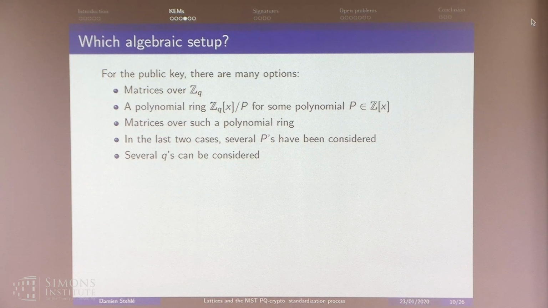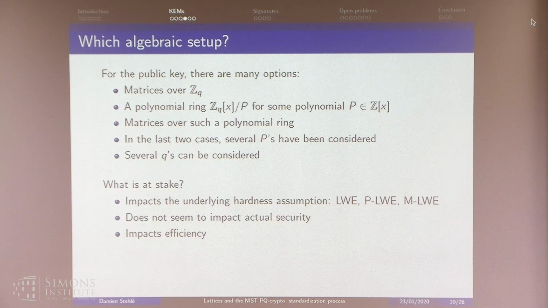Depending on the choice that you make, you end up with a different construction. What is at stake when you make this choice? That impacts the underlying hardness assumption. So maybe you do LWE or PLWE, ring LWE, or module LWE. As far as I know, that doesn't seem to impact actual security. So in terms of attacks, that doesn't make any difference. And it has a significant impact on efficiency.